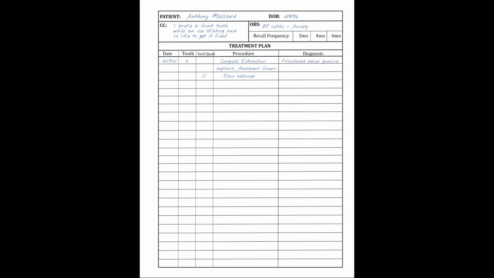And the diagnosis is because tooth number 9 is fractured below the gum line. And that's why the tooth needs to be surgically removed. The tooth also has root decay.